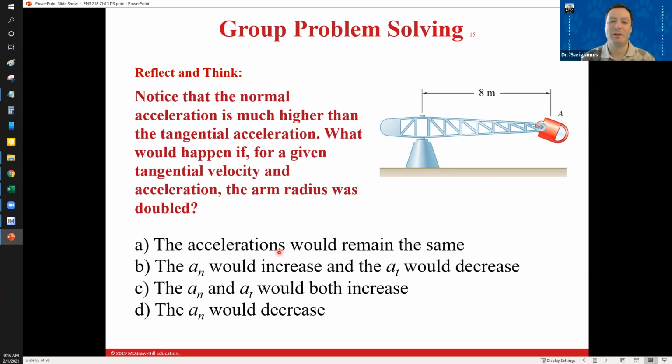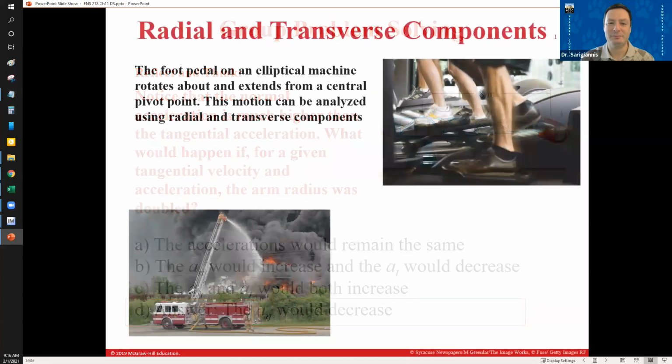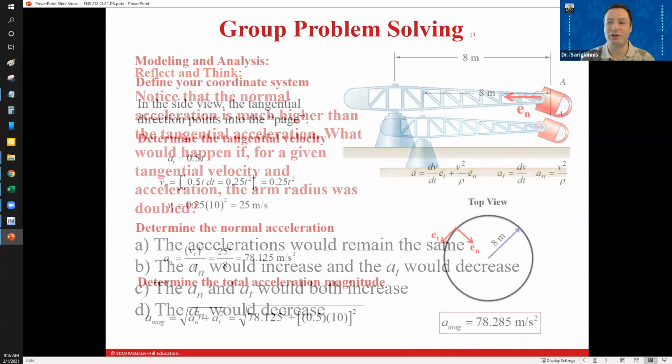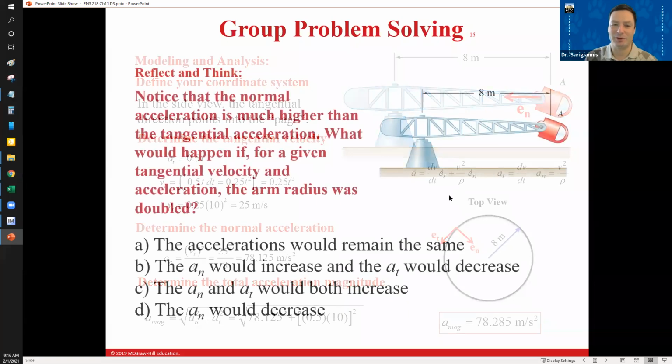Well, tangential acceleration would remain the same, but the normal acceleration would not, right? We know it's decreasing because rho is increasing. So both of these you can eliminate because of that. And so the correct answer is D, right? a_n would decrease. So again, you're going to have this equation. We're going to go through the problems, but the problems we do, I would make sure you understand the equations for them and have them available.